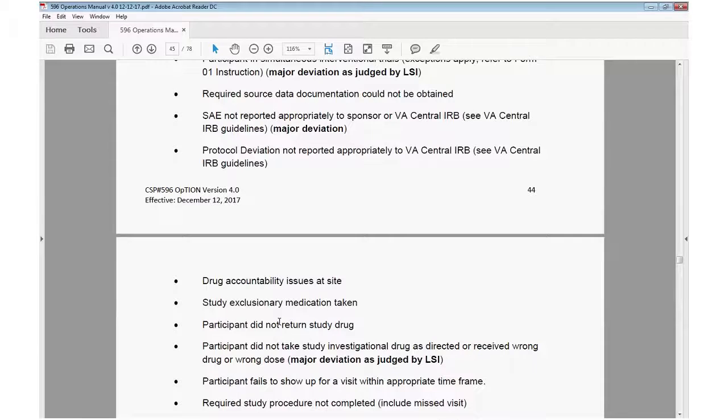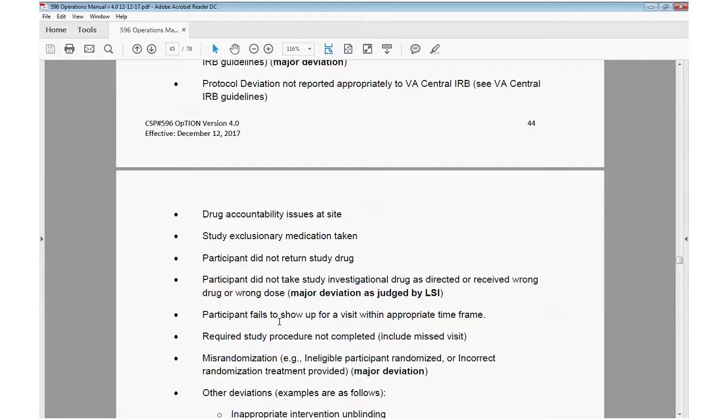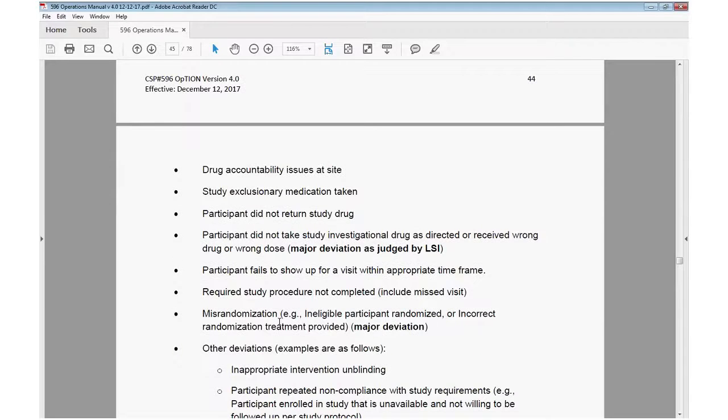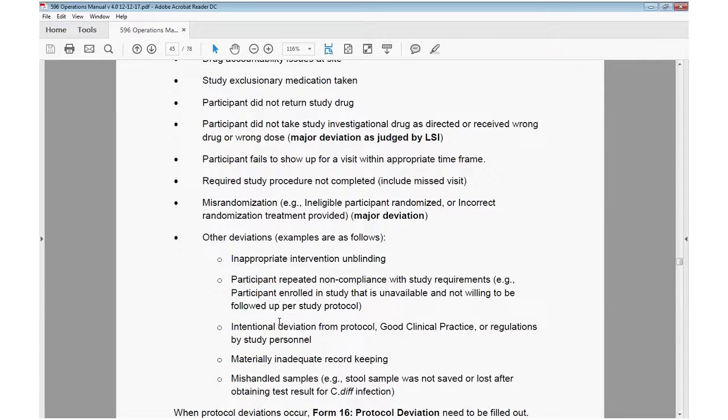Drug accountability issue at site: study exclusionary medication taken, participant did not return study drug, participant did not take study investigational drug as directed or received wrong drug or wrong dose, major deviation as judged by the LSI. Participant fails to show up for a visit within appropriate time frame, required study procedure not completed, including this visit, misrandomization, major deviation.